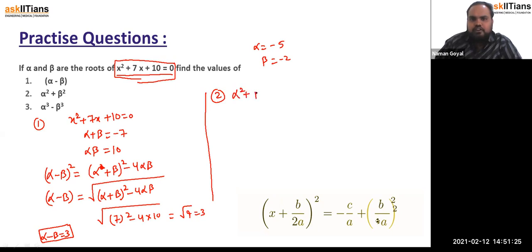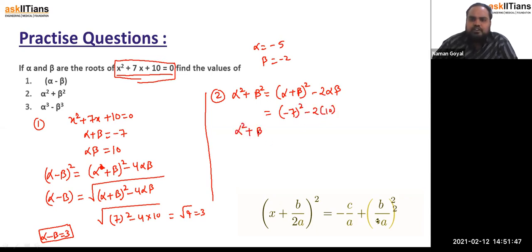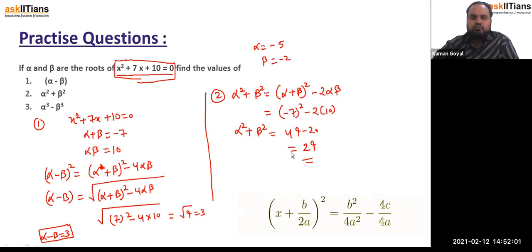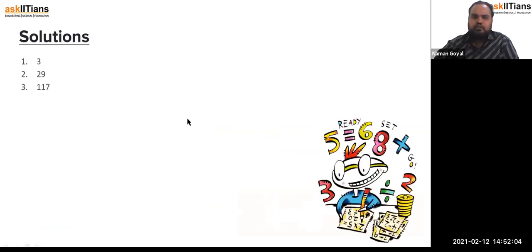We got it. Now next, second, alpha square plus beta square. Alpha square plus beta square can be written as alpha plus beta whole square minus 2 alpha beta, isn't it? So this is minus 7 square minus 2 into 10. So alpha square plus beta square is equal to 49 minus 20. So it is 29. You will get the answer as 29. Okay, now for the second question we are going to do the third part in this slide. Okay, now see.